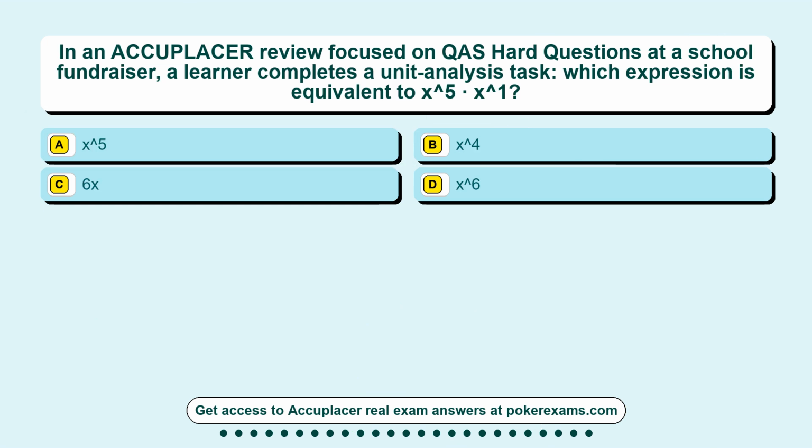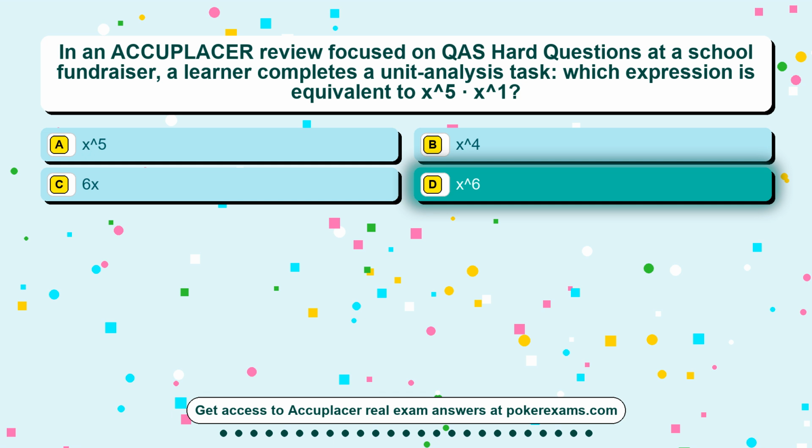Question 13. In an ACCUPLACER review focused on QAS hard questions at a school fundraiser, a learner completes a unit analysis task. Which expression is equivalent to x^5 times x^1? Option A, x^5. Option B, x^4. Option C, 6x. Option D, x^6. The correct answer is Option D, x^6.